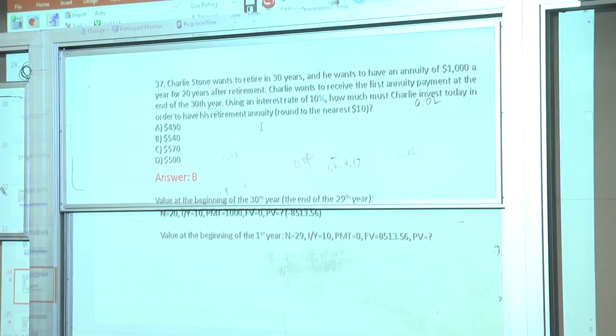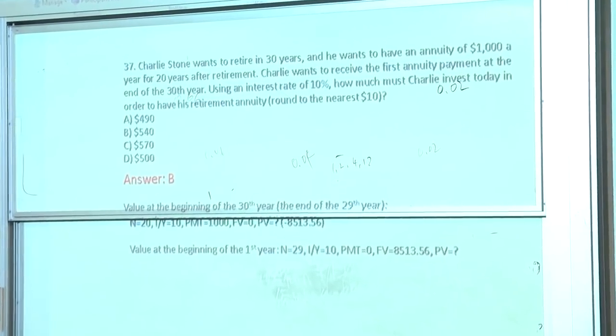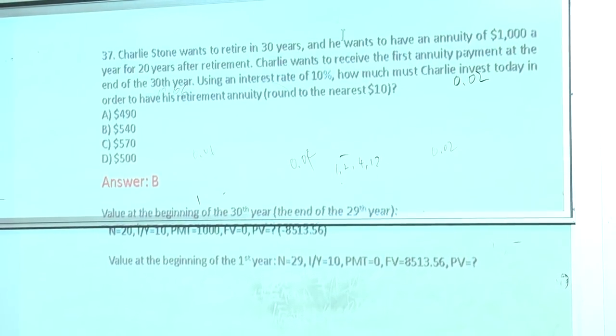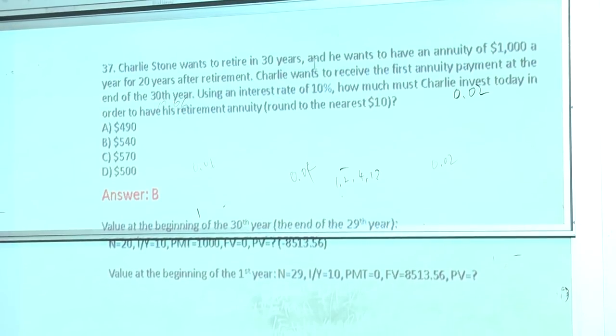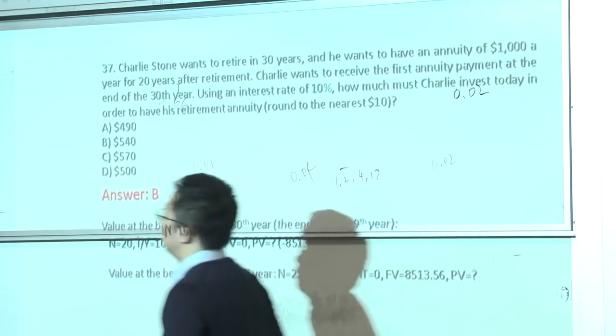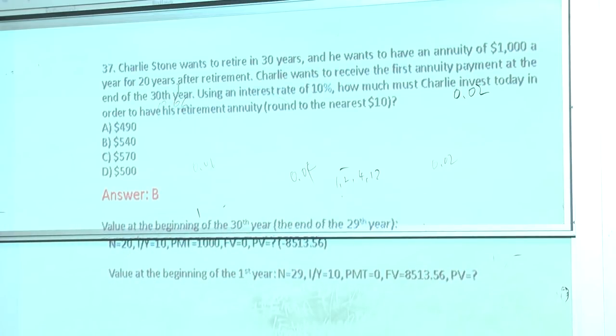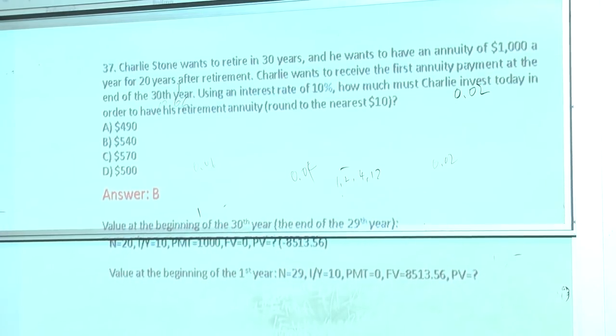Oh, this one is even more complicated. Charlie wants to retire in 30 years. Okay. He wants to retire at the end of the 30th year, okay? And he wants to save an annuity of $1,000 a year for 20 years after retirement, okay? Charlie wants to receive the first annuity at the end of the 30th year, okay? Again, very complex cash flow. Let's draw a timeline, see what's going on, and then do the calculation using our calculator, okay?